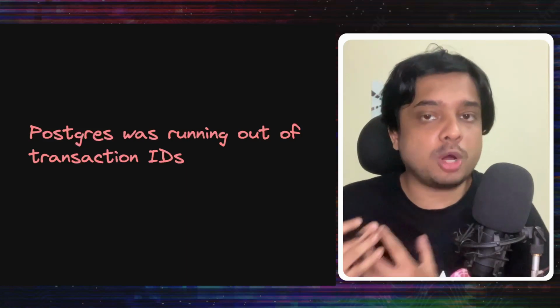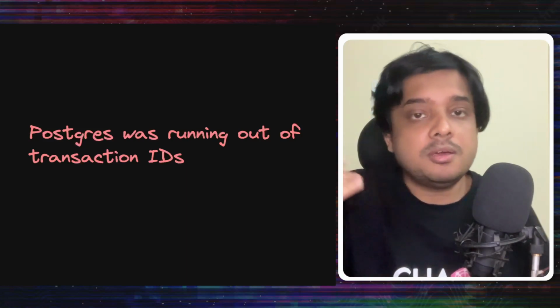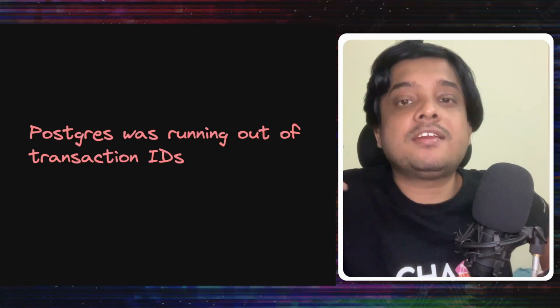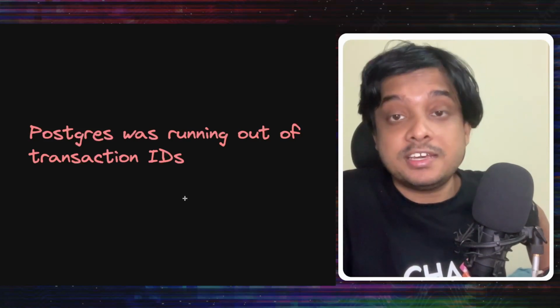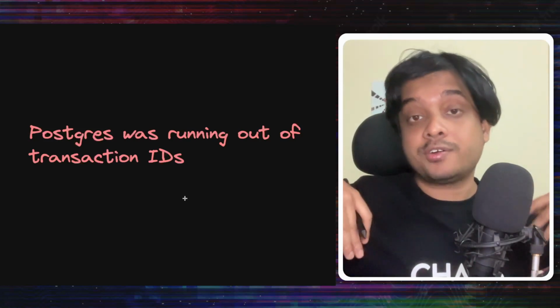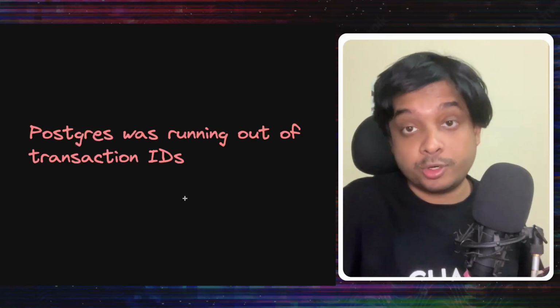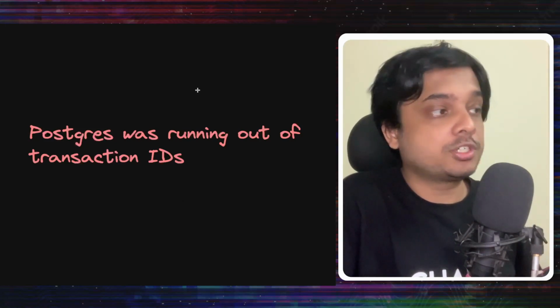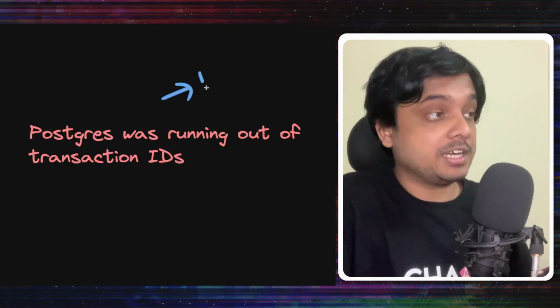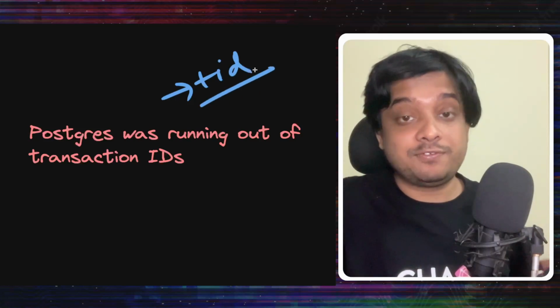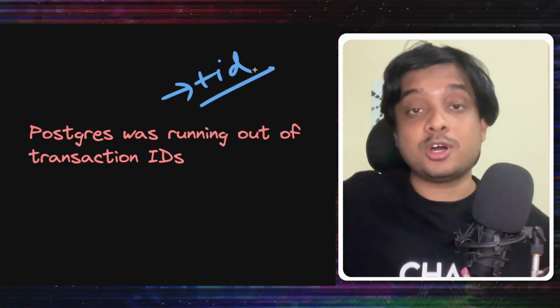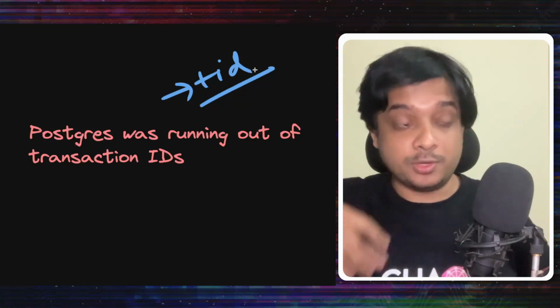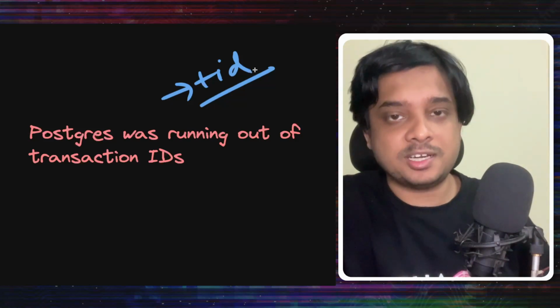There were other issues as well. Postgres would stop doing write operations for some time, because it would actually nearly run out of the transaction IDs. You can actually read about this phenomenon called transaction ID wraparound from the link that I will put in the description. But it's basically Postgres gives every transaction a transaction ID. And if Postgres runs out of unique transaction IDs, it will wait for some time until some are available.